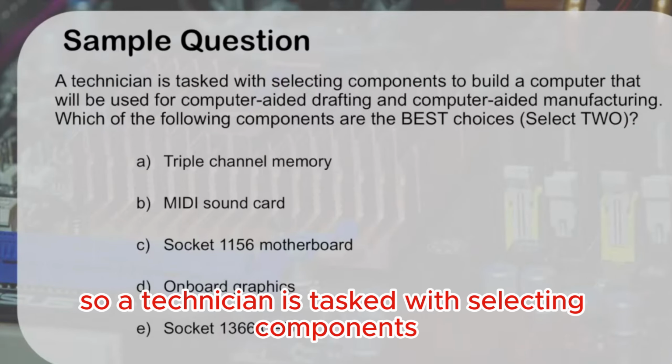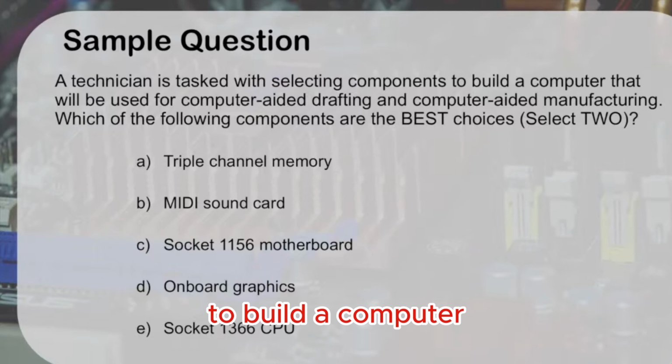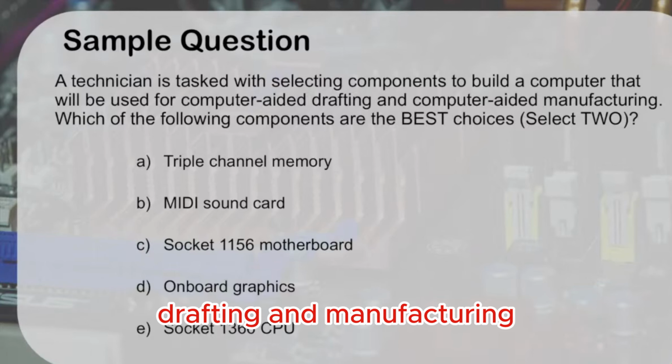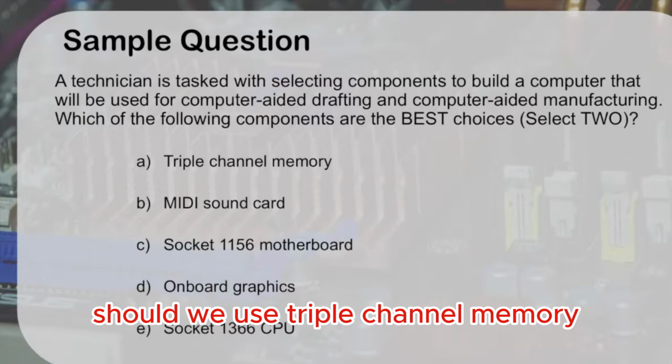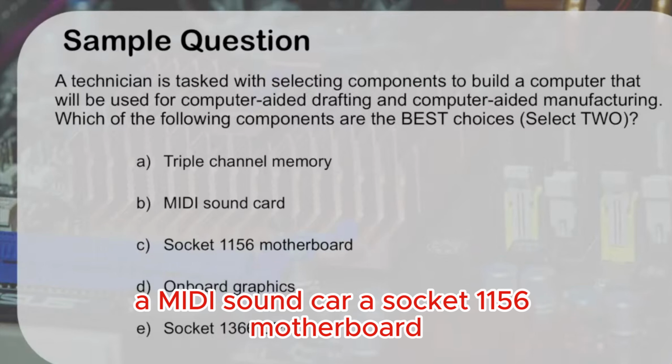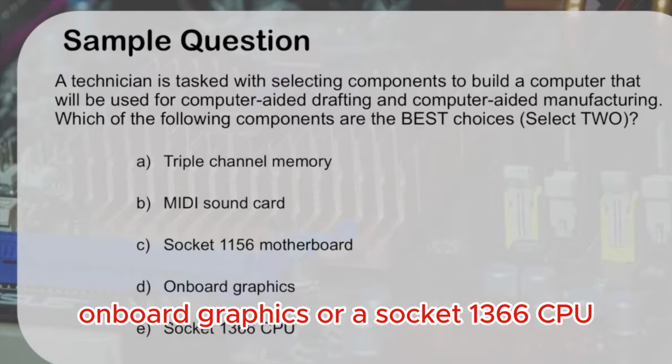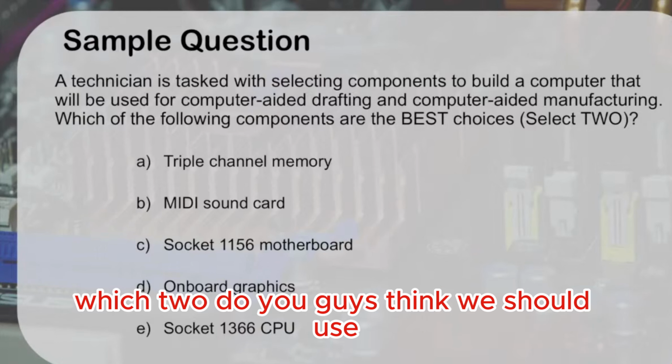So, a technician is tasked with selecting components to build a computer that will be used for computer-aided drafting and manufacturing. Which of the following would be the best choices? Should we use triple-channel memory, a MIDI sound card, a socket 1156 motherboard, onboard graphics, or a socket 1366 CPU? Which 2 do you guys think we should use?